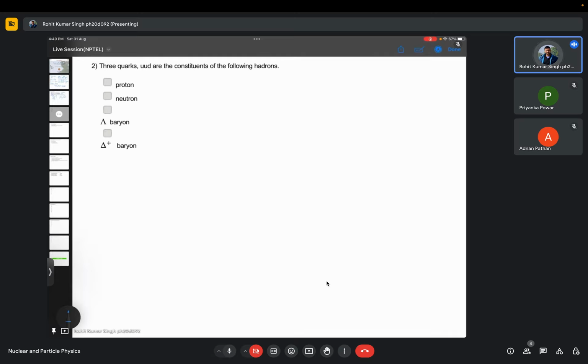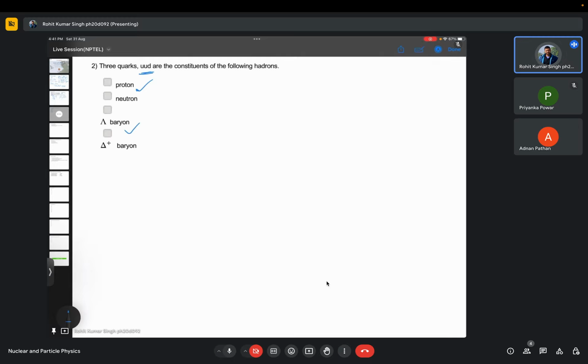So this is a very trivial question. UUD are the constituents of which of the following hadrons? Anyone? Proton. Yeah, it's proton, right? But what about lambda? Do you know its quark content? You can look it up, but yeah, proton is true.